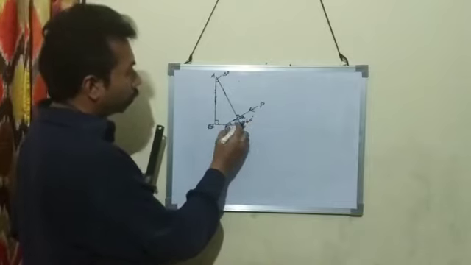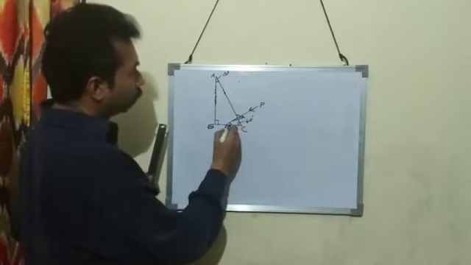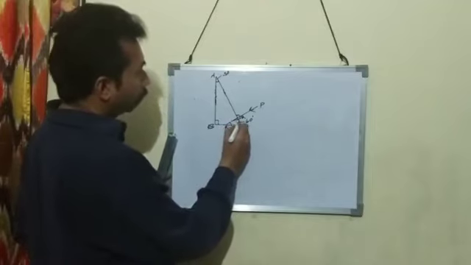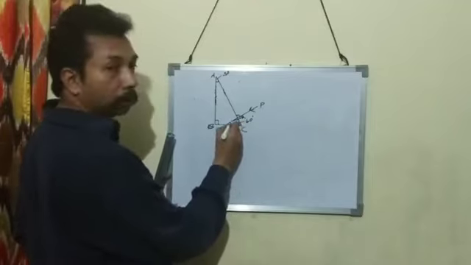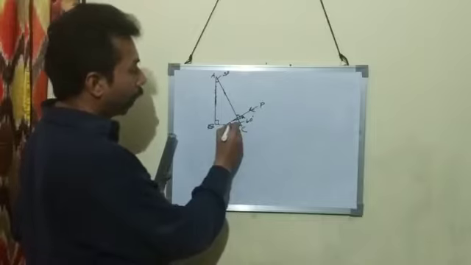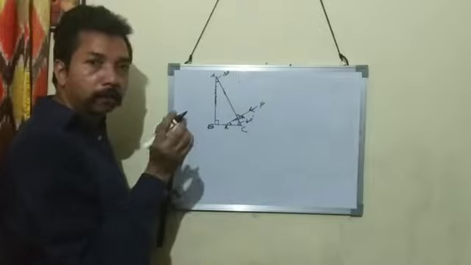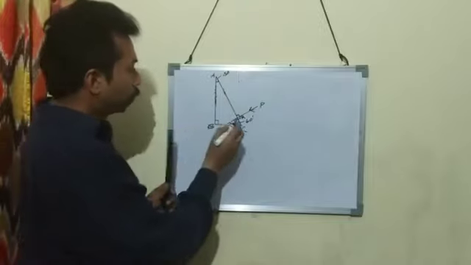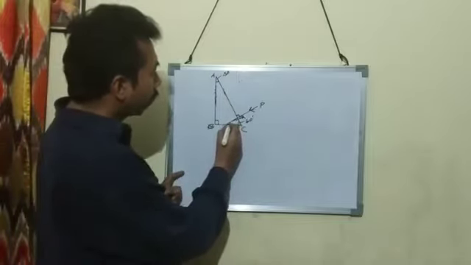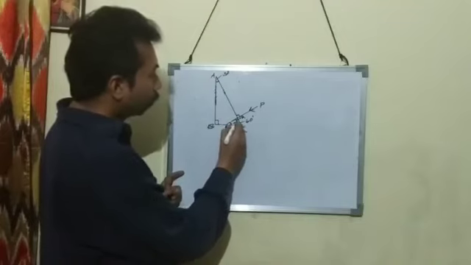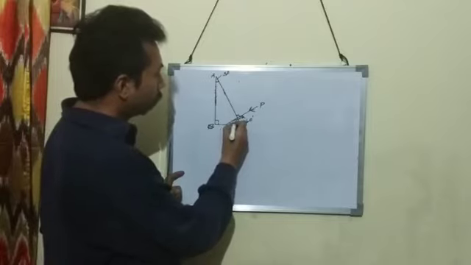Now what is the magnitude of this angle? This is 90 degrees, this is 60 degrees. So we apply the angle sum property. The sum of the three angles of a triangle is equal to 180 degrees. When we calculate this angle, it will come as 180 minus (90 plus 60). This will come as 30 degrees.